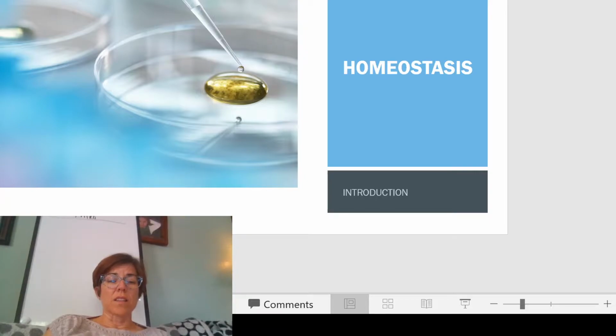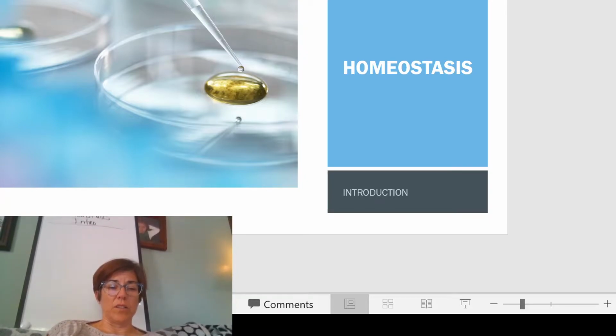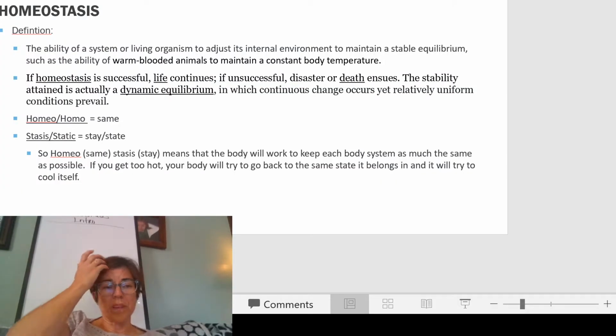into Canvas, then you're going to complete an activity or a homework assignment where you're looking at different body systems, mentioning the organs within that body system, and then saying how that body system carries out homeostasis.